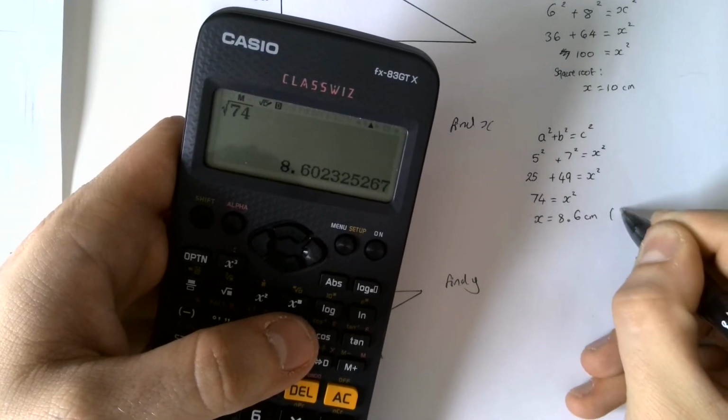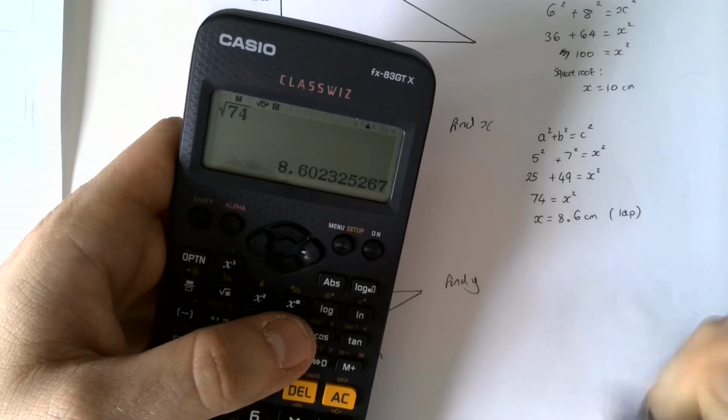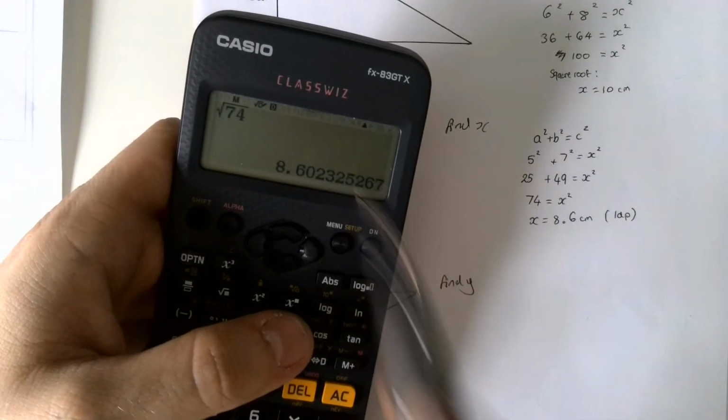I'm just going to say what degree of accuracy I've gone to. Let's go 1 decimal place. That rounds quite nicely.